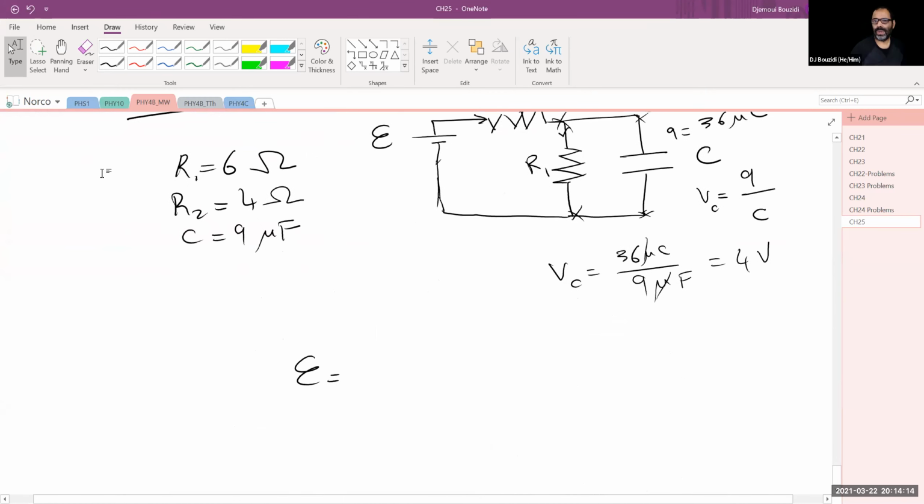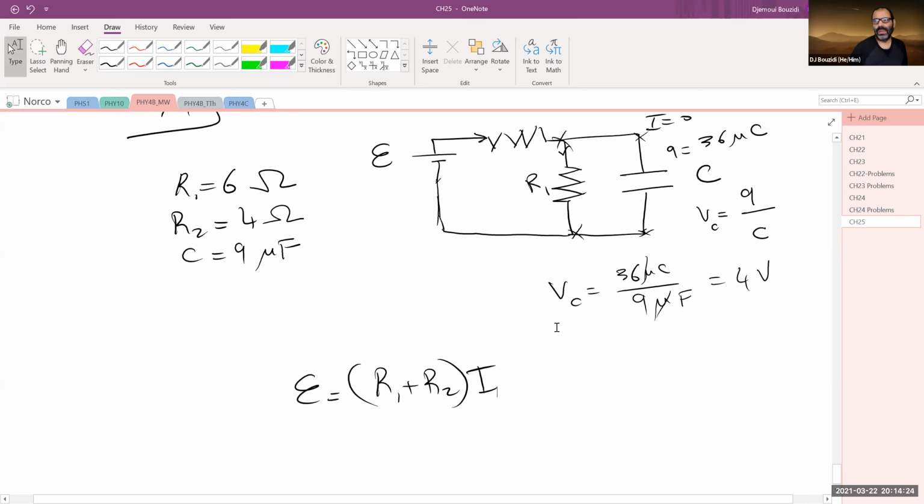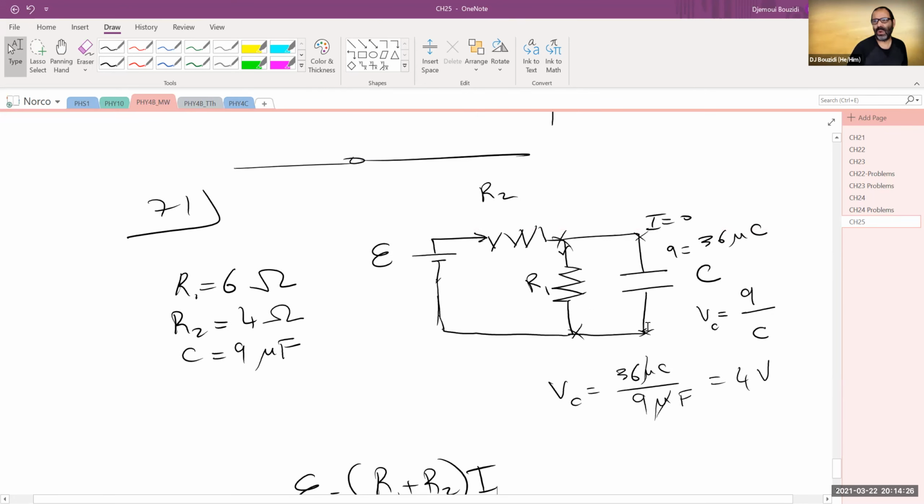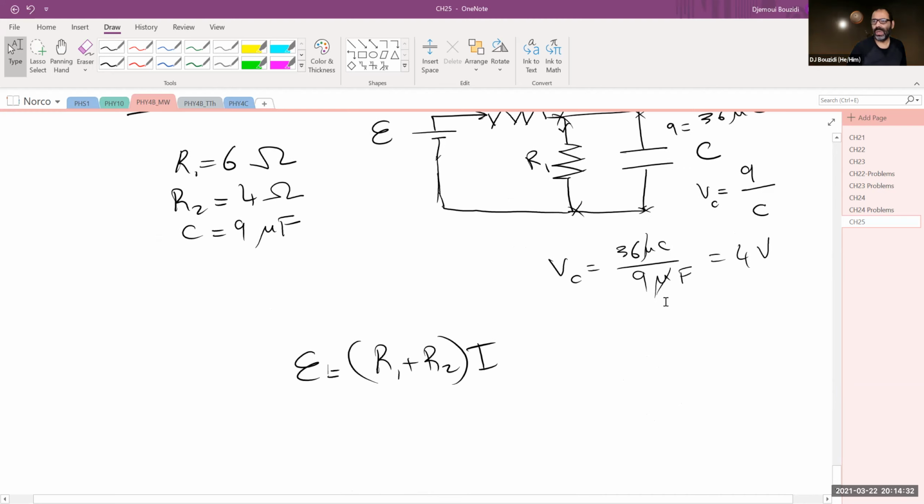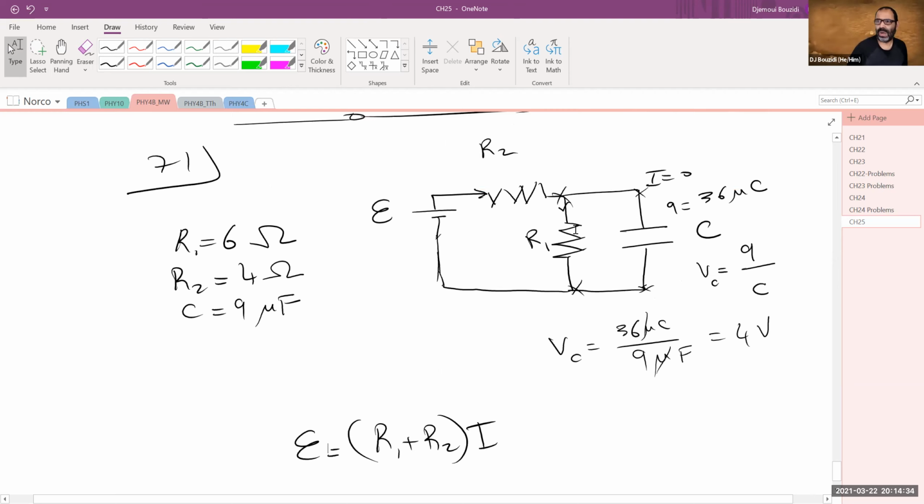Okay, so let's find now the current. E is given by R1 plus R2 times I. But I know what the current is, because I know the voltage is 4 volts in here and this resistance R2 is given to be 4 ohms. So this current that is flowing according to this resistance is equal to I, if I apply Ohm's law in here, because I know this voltage is 4 volts.